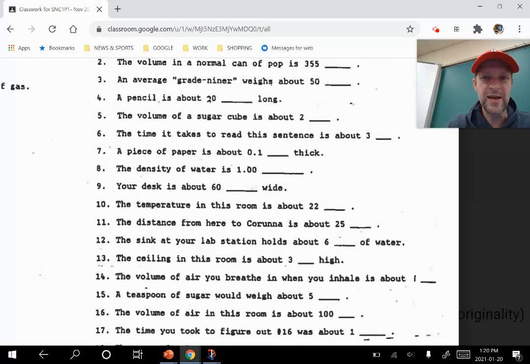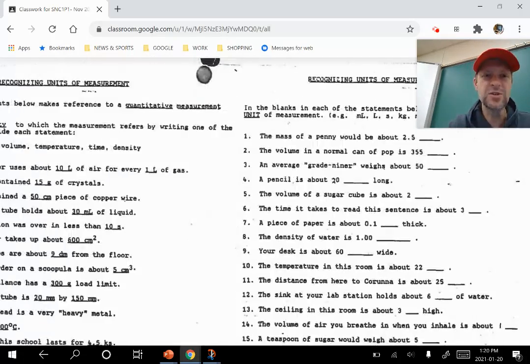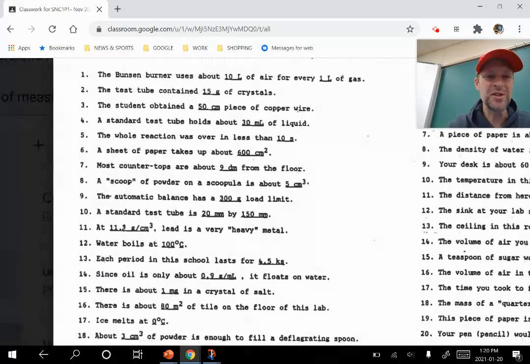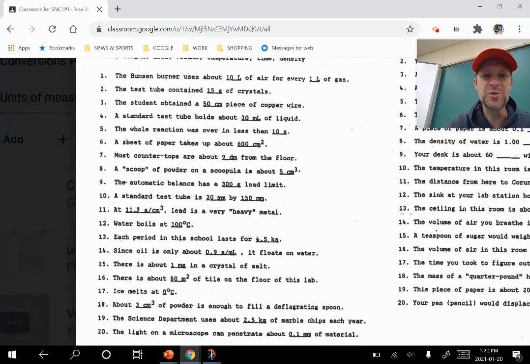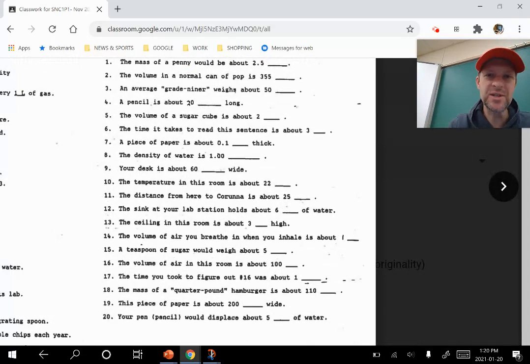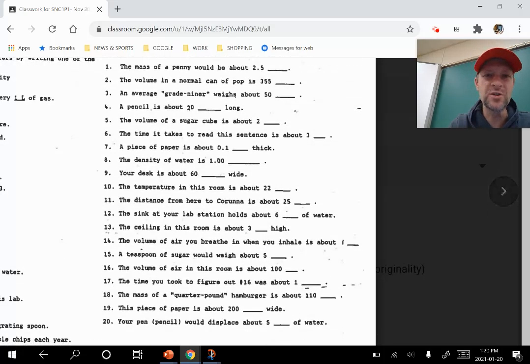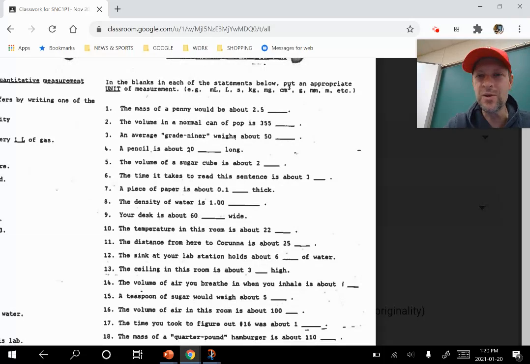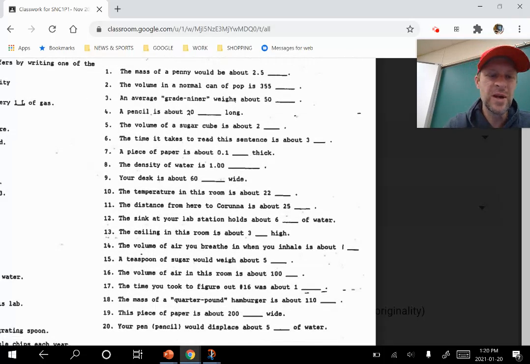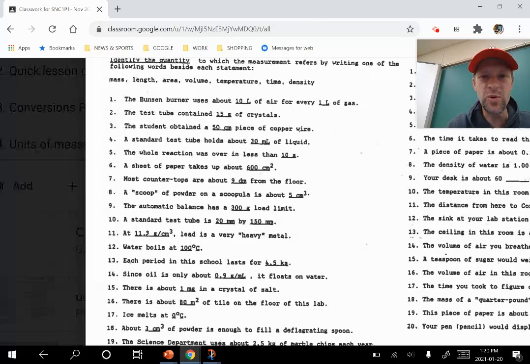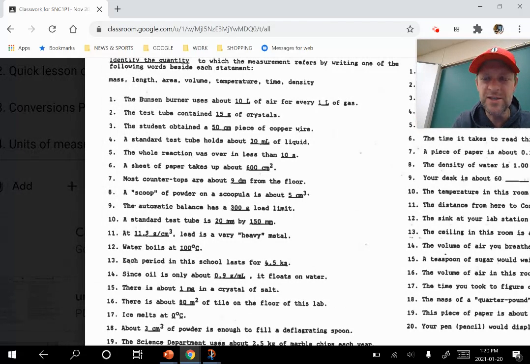So in the second set, you know what? I don't even need you to do that. I'm changing things on the fly. I just want you to do 1 to 20 right here. The second set of 20 questions asks you to estimate what you would measure various things in. Like the mass of a penny would be about 2.5 what, and you have to put in a prefix with the number. But I don't need you to do that. The whole point of this exercise is just recognizing that liters is volume, grams is mass, centimeters is a length, and so on and so forth.